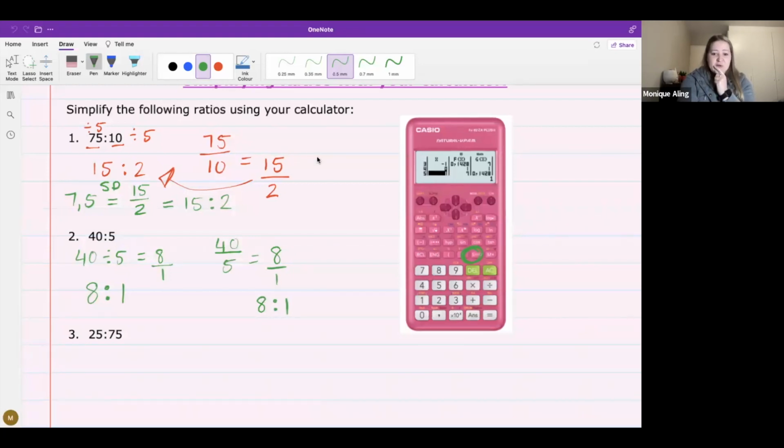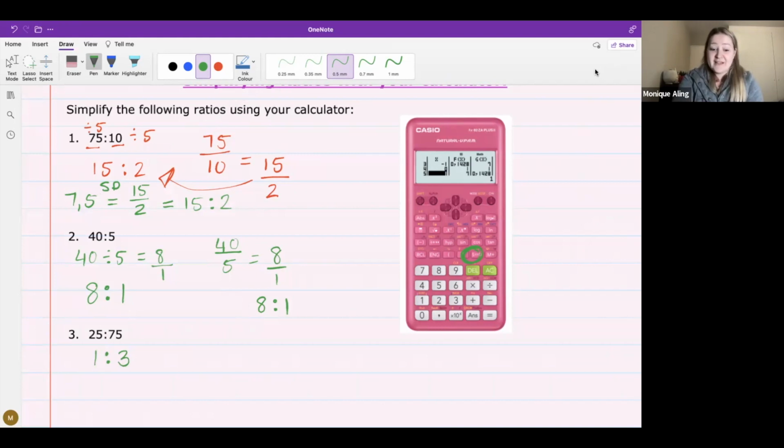Then let's look at question 3. Can I see your answers for question 3? Nicely done. That was a nice, easy one. A ratio like this, you can see straight away that 25 goes into both numbers, so it's easy to simplify. Your answer is 1 is to 3. Amo has raised a hand. Yes, Amo.